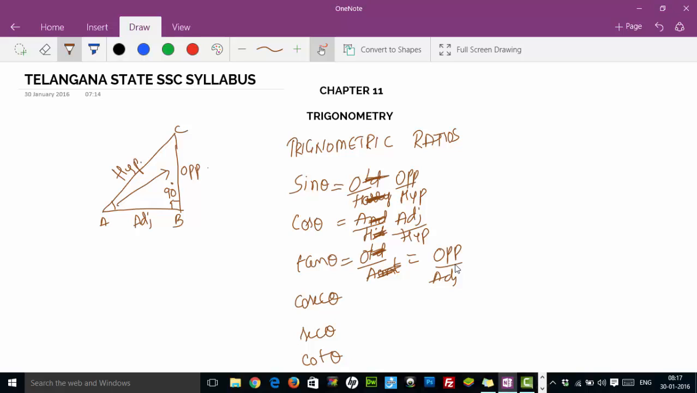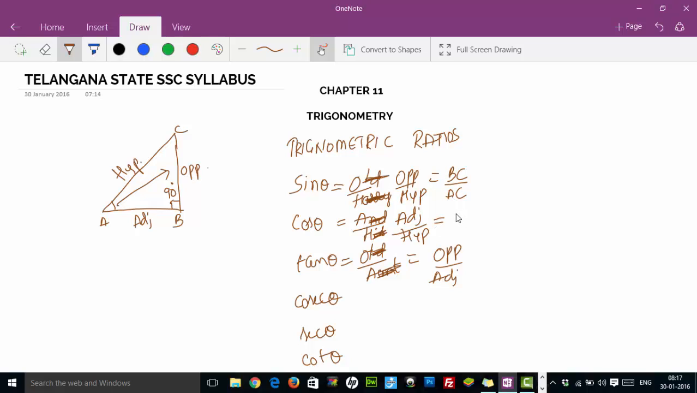Sine theta is opposite side by hypotenuse. Cos theta is adjacent side by hypotenuse. Tan theta is opposite side by adjacent side. From the figure that I have drawn on the left hand side, what is the opposite side? The opposite side is BC and the hypotenuse is AC. So sine theta here is BC by AC.